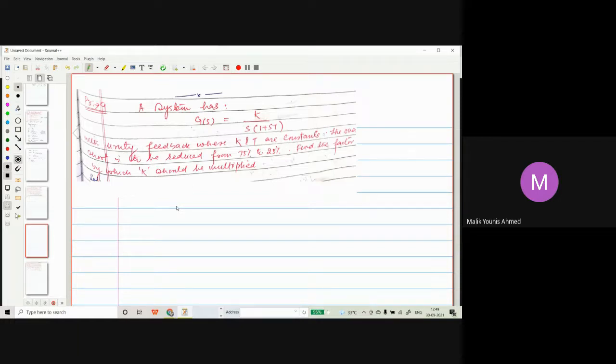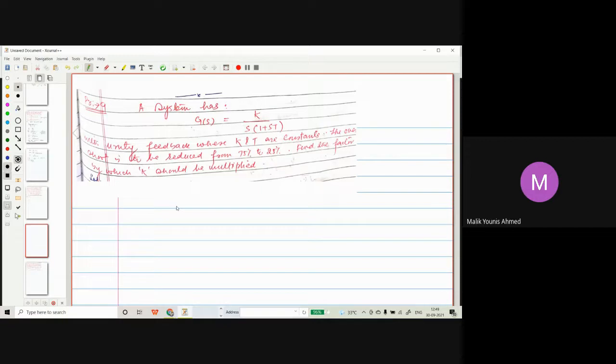Find the factor by which, so I will give you a hint. You have to find the closed loop transfer function. This is very clearly an open loop transfer function. G of S, H of S is 1. And that's why he's telling with unity feedback. So that means clearly it's an open loop transfer function. You have to find the closed loop transfer function by formula.